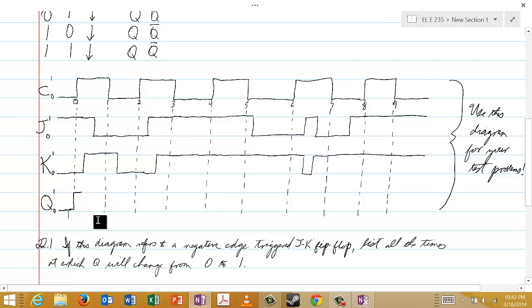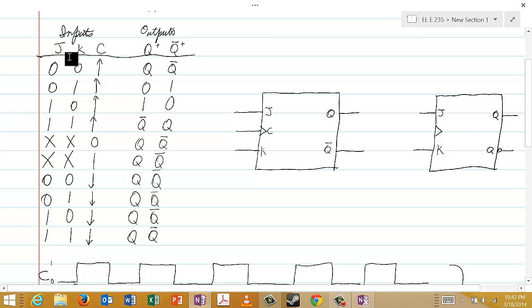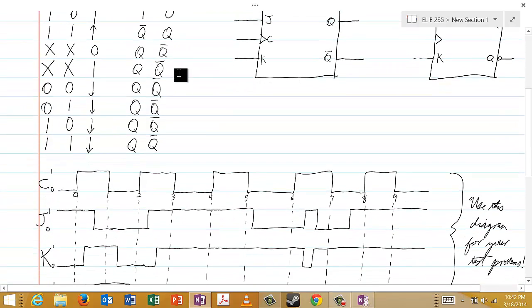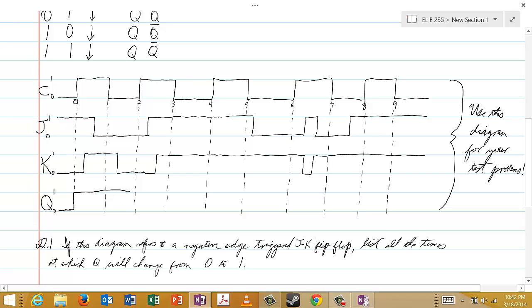Now, we can immediately extend that all the way until just before time 2, because that's our next positive edge. At that next positive edge, at 2, we have J equal to 0 and K equal to 0. And recall, if J and K are both 0, as we see up here, that says keep doing what you're doing. The next value of Q is the present value of Q. Next value of Q complement is the present value of Q complement. So we'll go right through that positive edge and just keep doing the same thing.